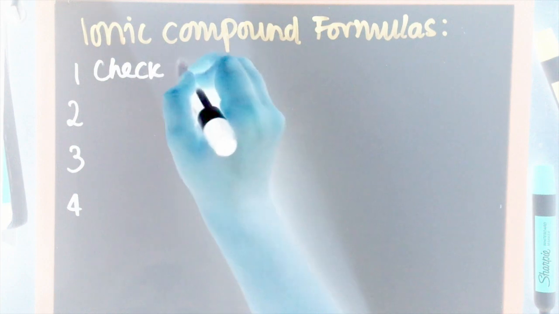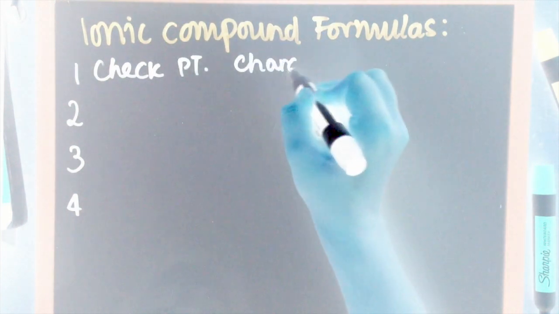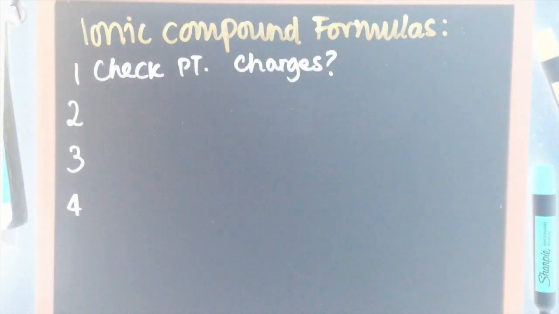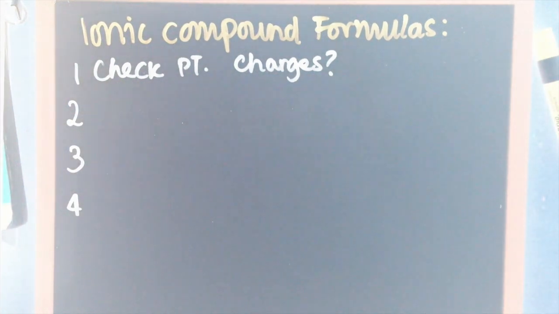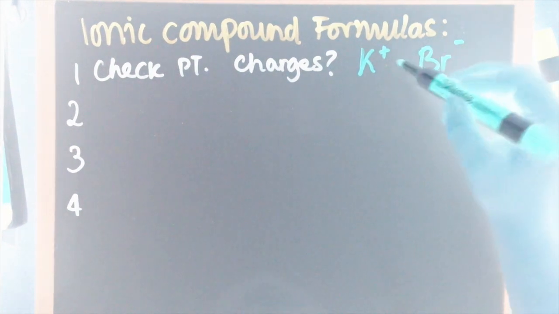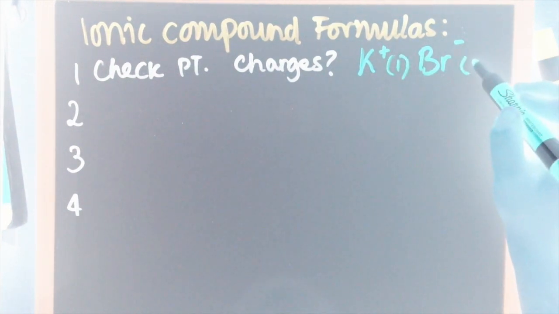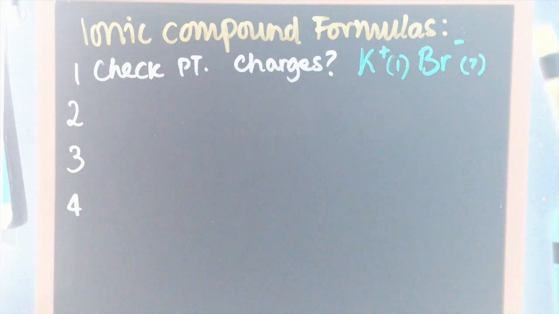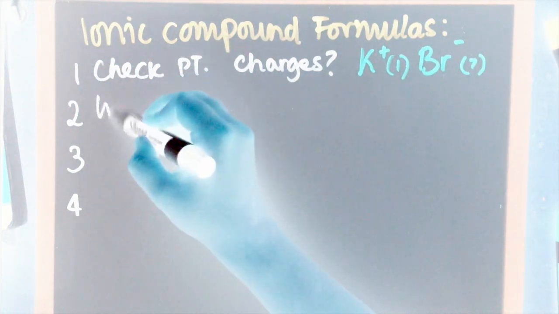Compound formulas are pretty easy. Just check out the periodic table and find the charges of the relevant atoms. So here we have potassium, which has a single positive charge as it's in group 1, which means it's a cation, and bromide, which has a single negative charge as it's in group 7 and is an anion. Then write the charge above each ion.